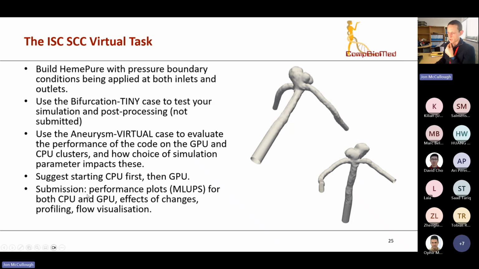In terms of your submission, I'll be looking for things like performance plots, so millions of lattice updates per second. How does the performance change as you change the number of CPUs or the amount of hardware being used, and those simulation parameters that we're looking at? The effects of any changes that are being made. Compare that to the base case, the default, non-modified code, and if you are making changes to the simulation parameters, what effects are these? Doing some profiling for both of these codes, and some flow visualization. Can you make some interesting simulations and visualizations from the output that comes from this flow domain?